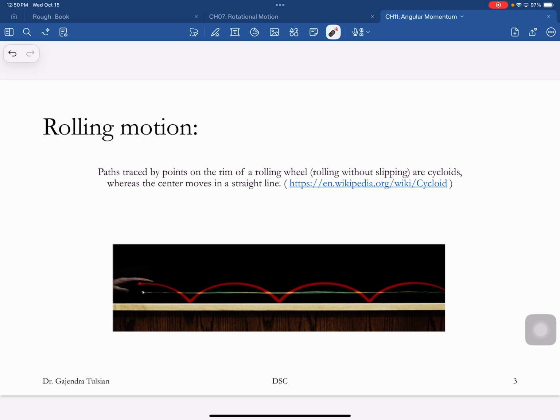All right, what this picture shows you is the following. If a wheel is rolling without slipping, its center of mass has to move at constant velocity. If you put a light on the rim, that light will trace this curve. And that's called a cycloid. And there is the center of mass of the wheel going in a straight line.